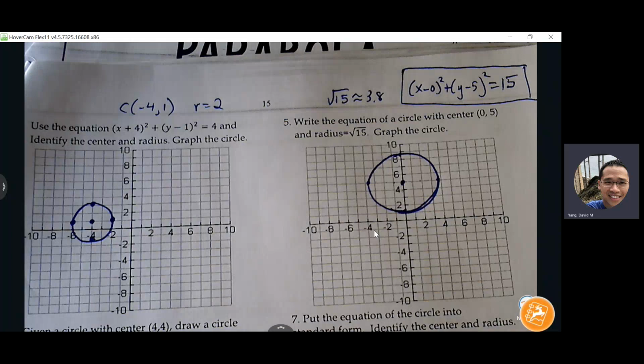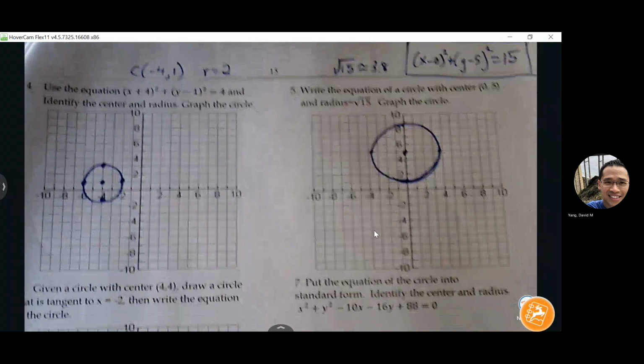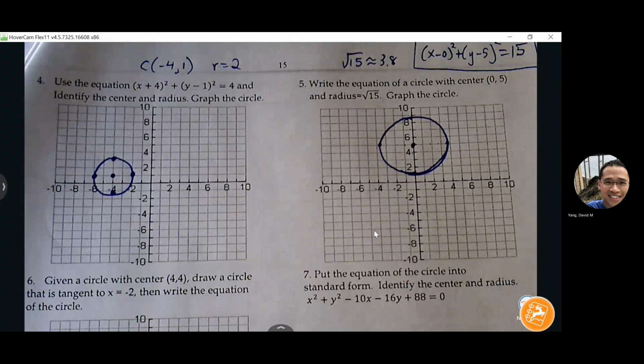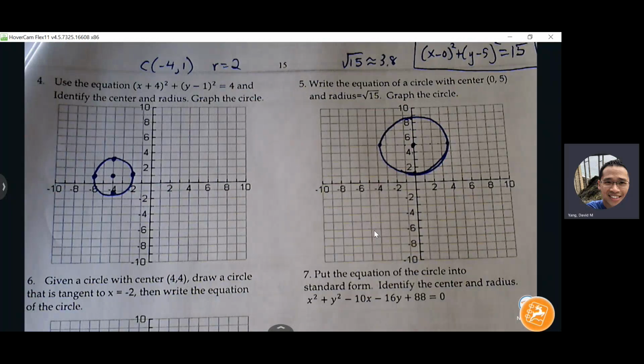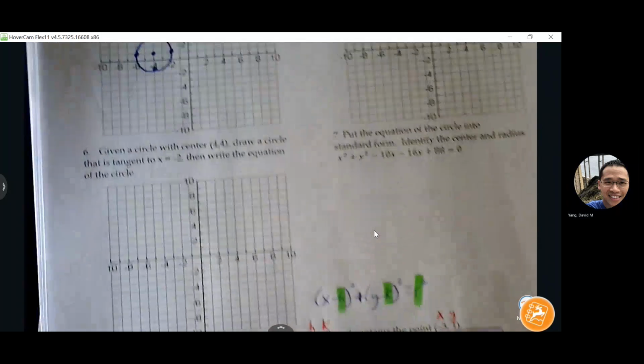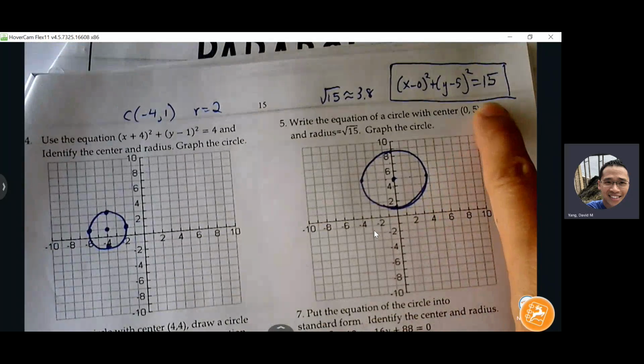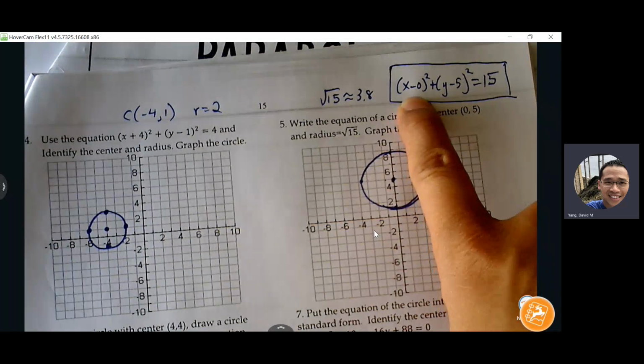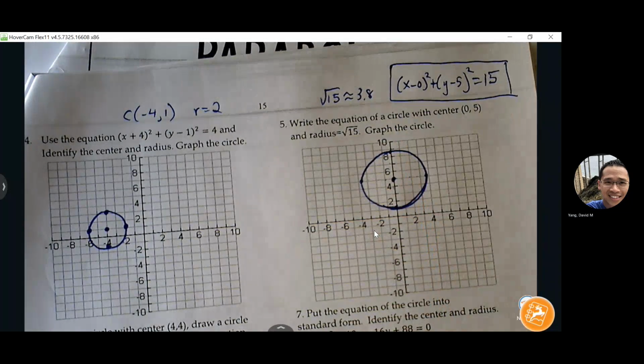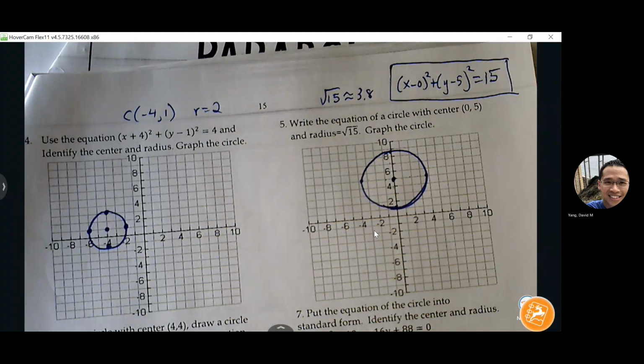All right, any questions with 4 or 5? Okay, number 6, given a circle with a center of 4, 4, draw a circle that is tangent to x equals -2. So you just want your circle to skim the surface of x equals -2. That's going to help you get to your radius value. For 5, we could just write x squared without the 0. You're right, the 0 doesn't have to be there. Okay with 4 and 5.